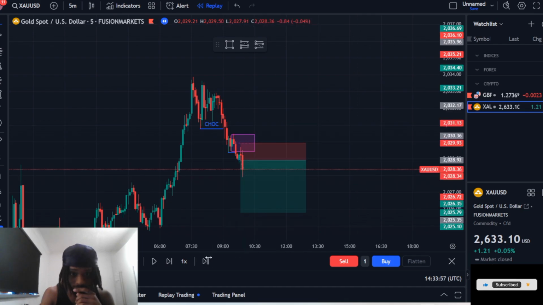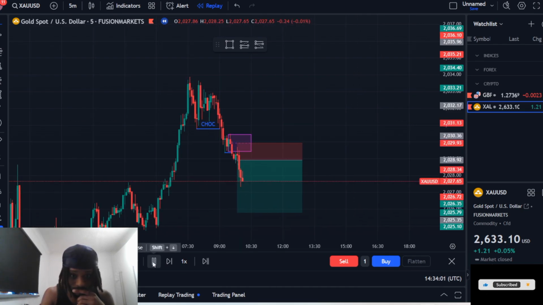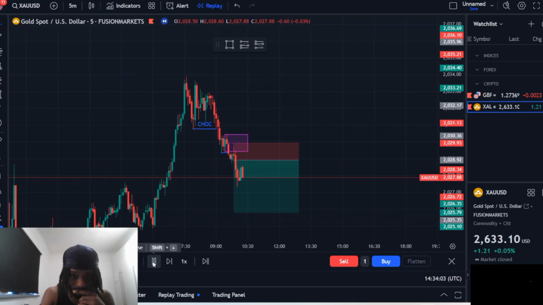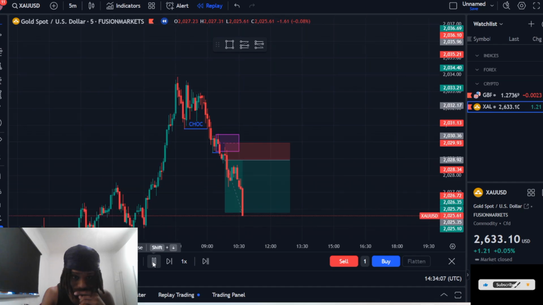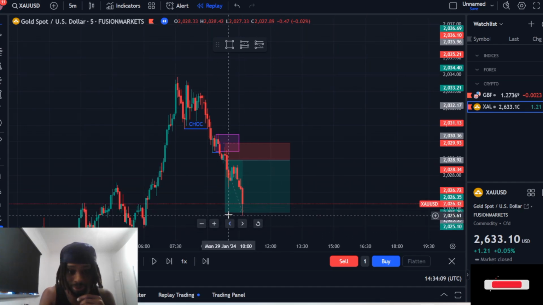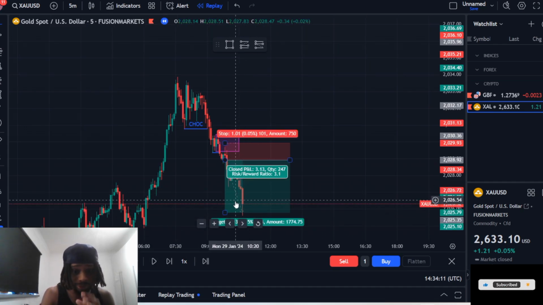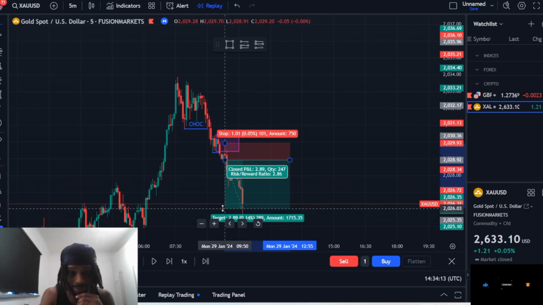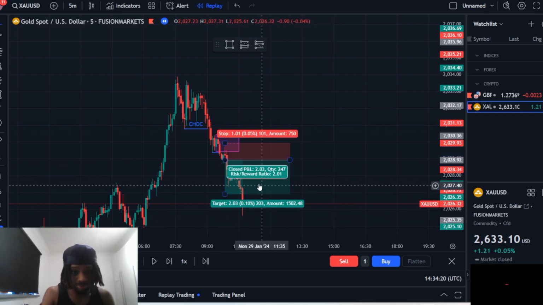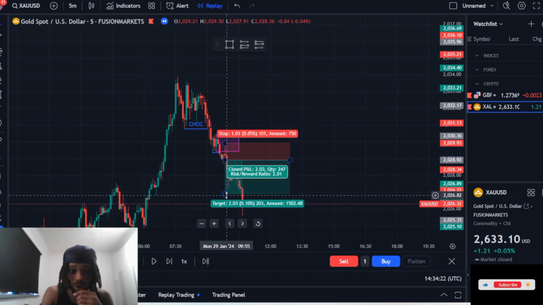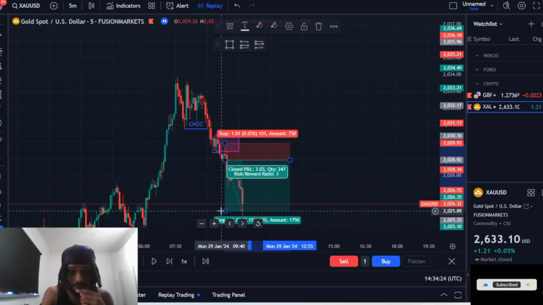But yeah, if we let this play out, boom, just let it play out. Smash TP. To be honest, this was a 1 to 3 trade, but normally we aim for 1 to 2s, which would have been here. We would have easily got that, and if we wanted to hold out for the 1 to 3, we would have got that as well.